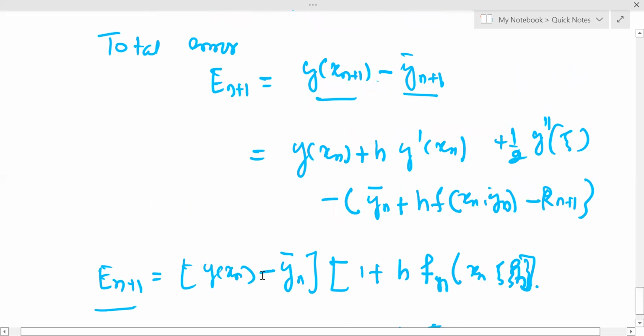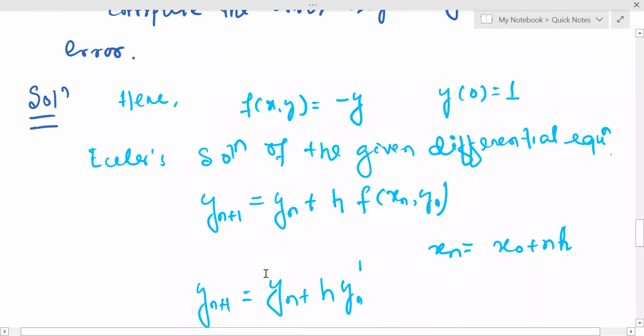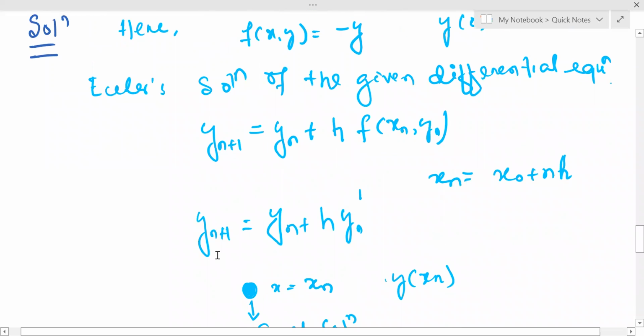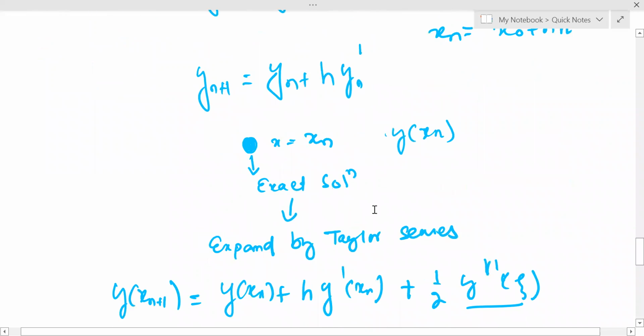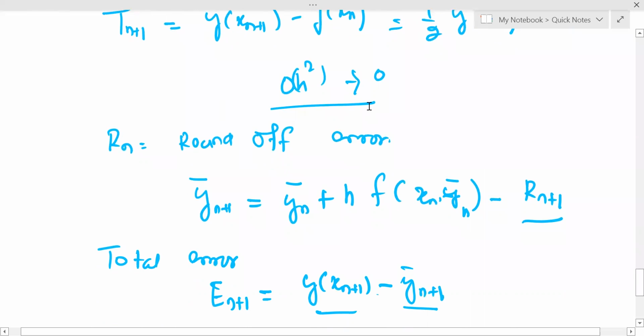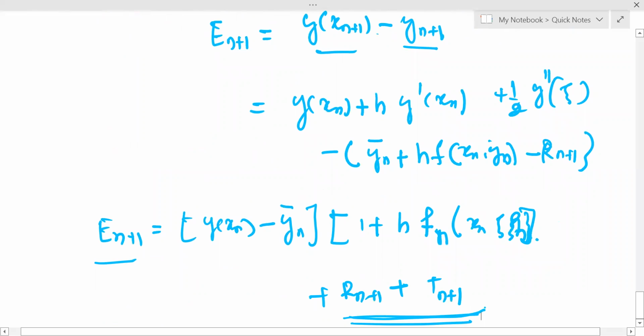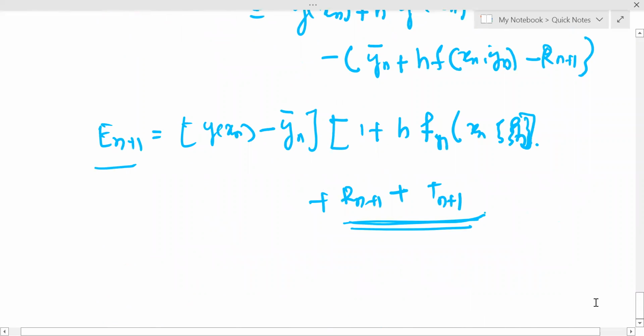So just you can see, simply overlook this point. If one problem is given to you, you have to apply Euler's method, expand using the Taylor series method, and evaluate the error for this function, using the round off error and total error, and that can be used to find the error of this function. This recurrence formula is used for finding the total error only.